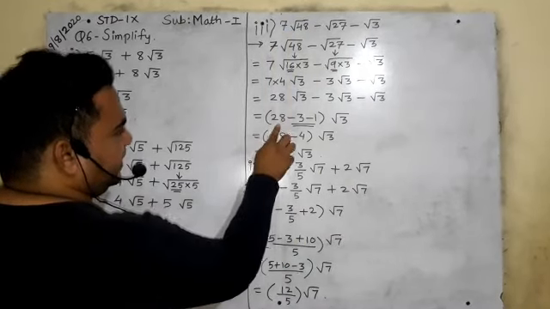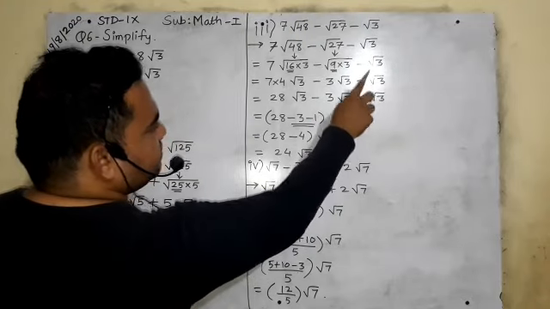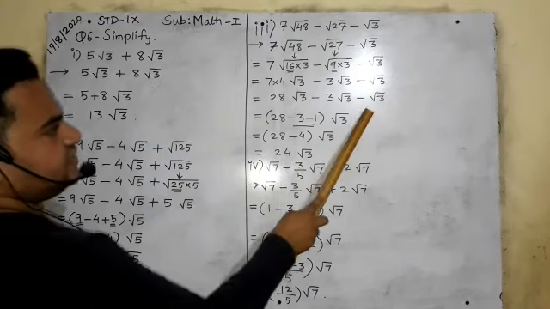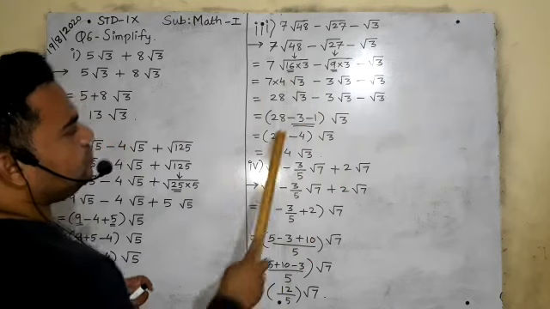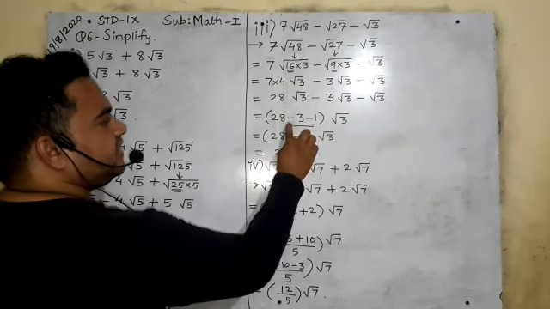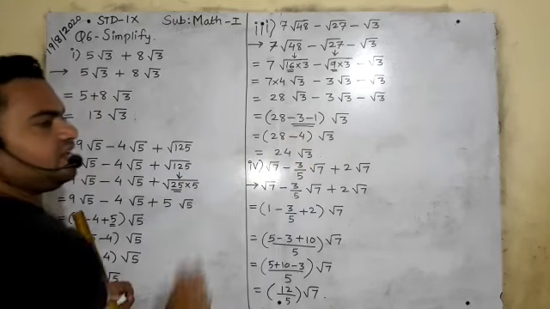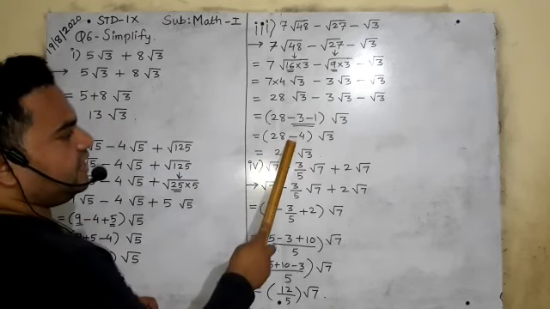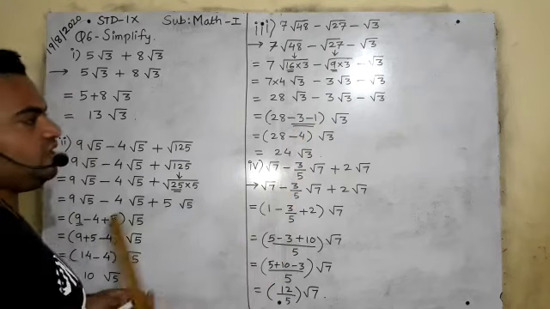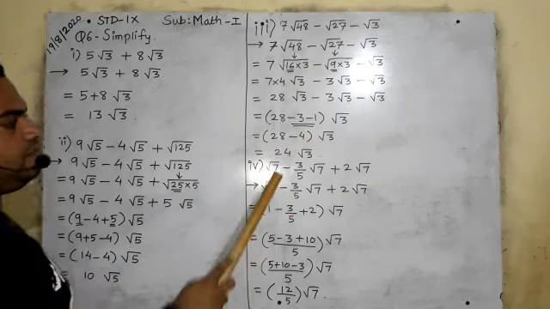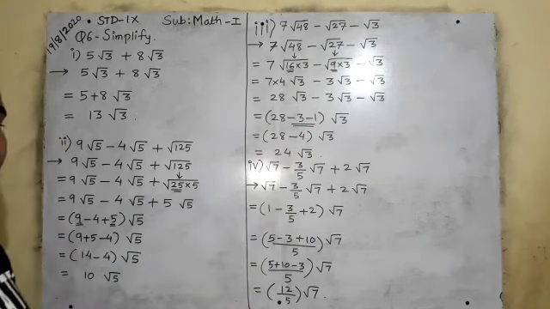So यहाँ से आया 28. यहाँ से आया minus 3. और यहां से minus 1, nothing is there, it means it is minus 1. So this is 28 minus 3 and minus 1. So first what you will do, like term minus 3 minus 1 will be minus 4. OK, पहले जो same term है उसका solution करो. So 28 minus minus 3 minus 1, minus minus minus number का addition. So 28 minus 4, answer will be 24 square root 3. I hope you understood.